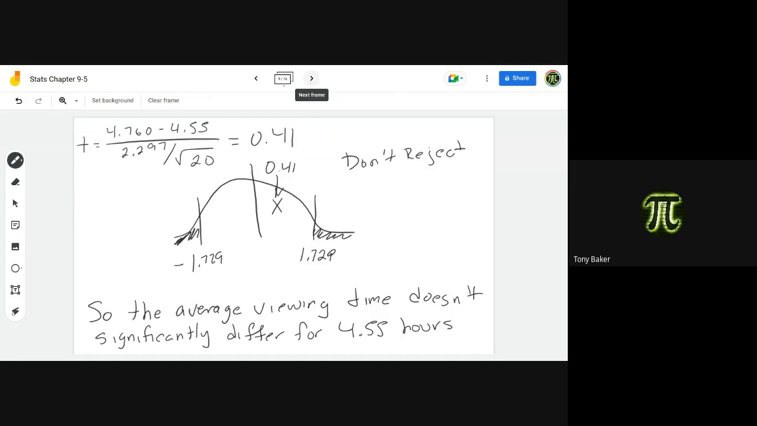All right. Notice there's no real major difference between the one-tailed and the two-tailed tests. Concept's the same, process is the same.